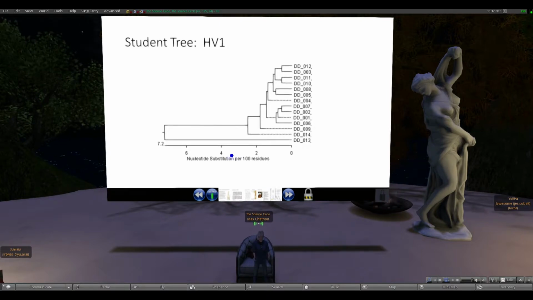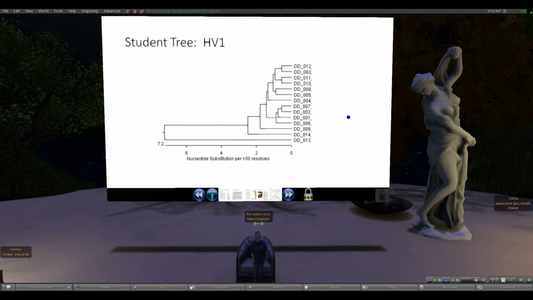This is a family tree from student mitochondria. Every year in a lot of our biology classes, we do the mitochondrial DNA. We do one of the hypervariable regions, usually HV1, for the mitochondrial DNA of our students, and we have them sequenced. And we usually do a tree for the class so they can see how their mitochondria are related to one another. You can see there aren't many differences.